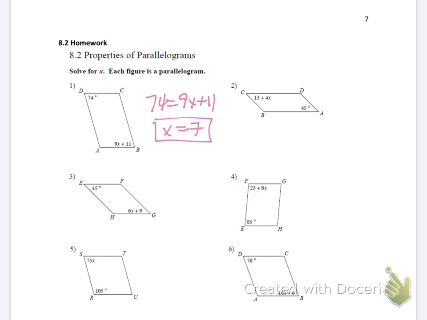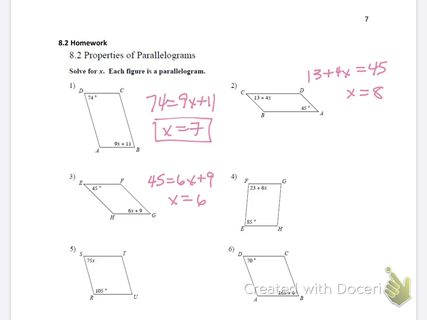Okay, same thing. Opposite angles are equal. Set them equal and solve, and you should be getting 8. Okay, another one, opposite angles. Set them equal. Solve for your x, and that one you should be getting 6.